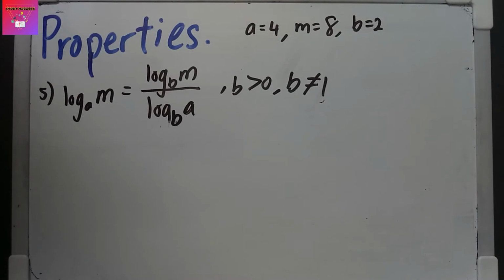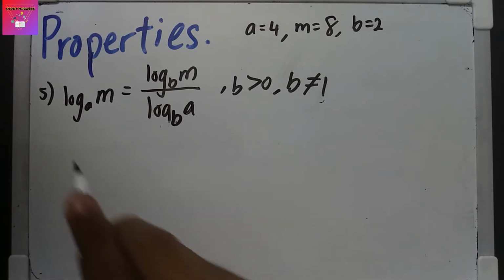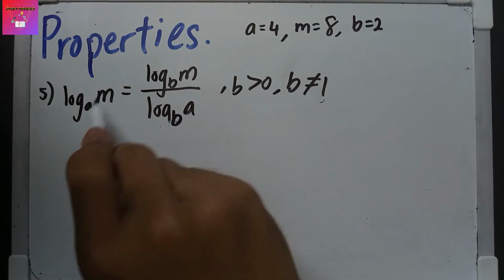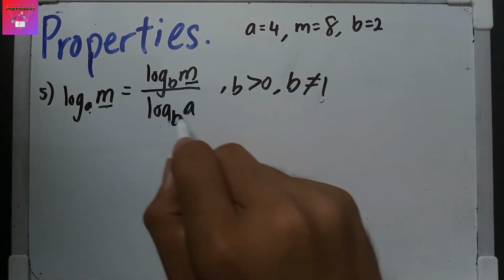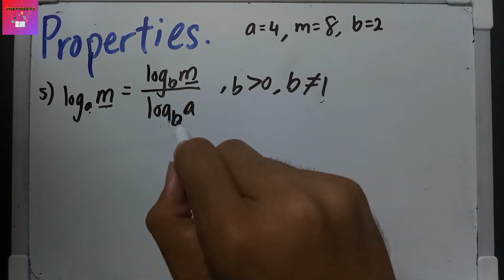So the next property we are going to look at is when we want to change the base of a logarithm. How are we going to change the base of this logarithm? We are going to split it. This will go to the numerator and the base will go to the denominator, and we are going to replace it with a new base.